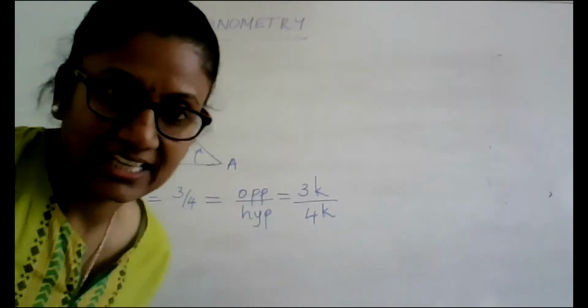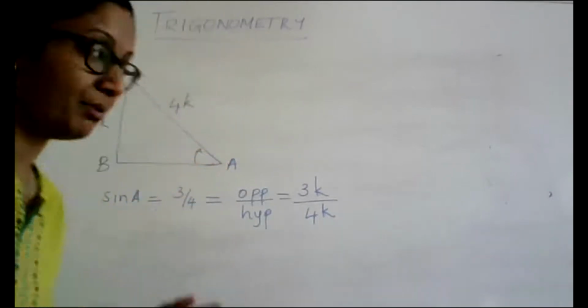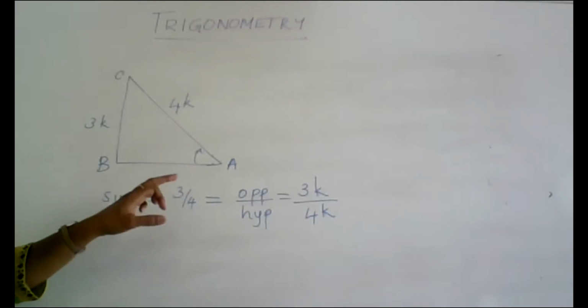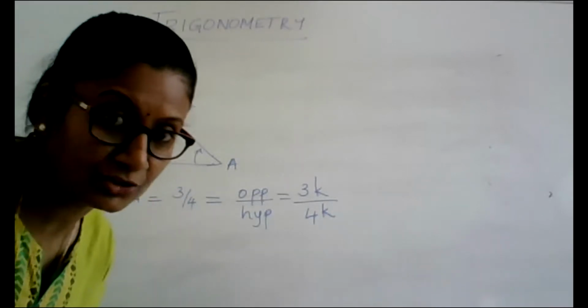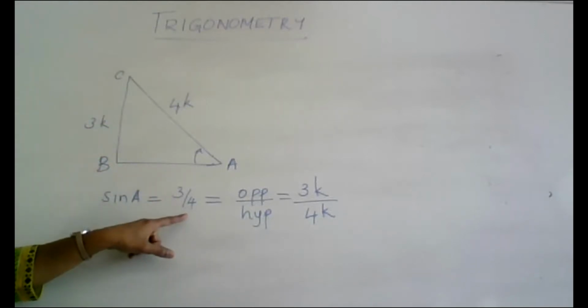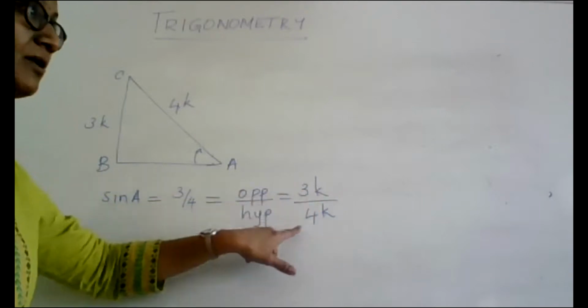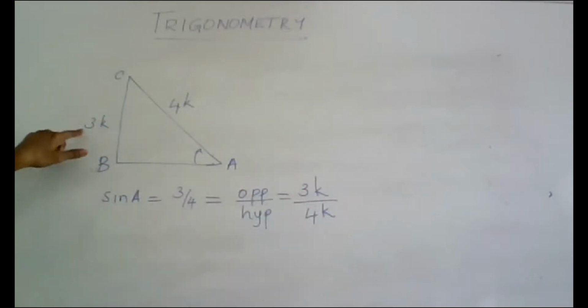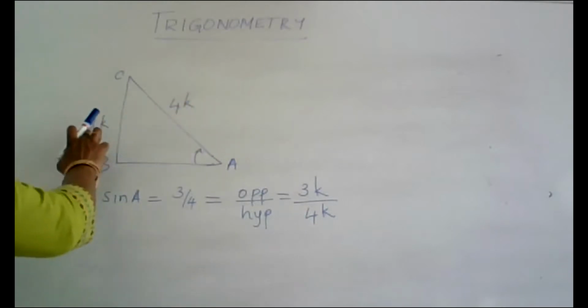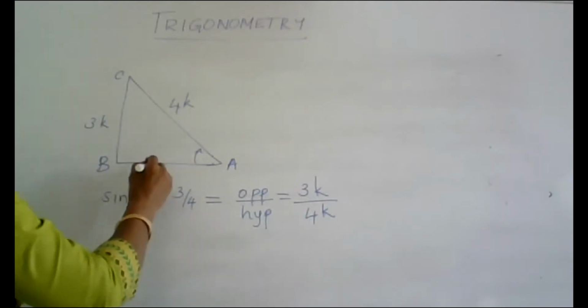What is this k? This k is some variable, because these are not absolute values like the previous problem, 12 centimeters, 13 centimeters. It is not given. It is only given as a ratio. So whenever a ratio is given, always multiply by a variable to get the absolute values, maybe 3 times some k and 4 times some k. Now using this 3k and 4k, can you find out AB?